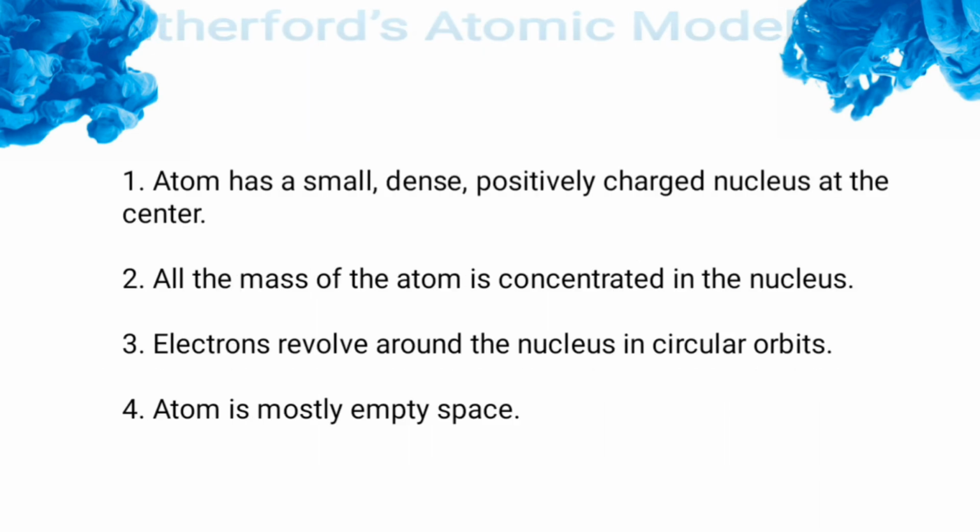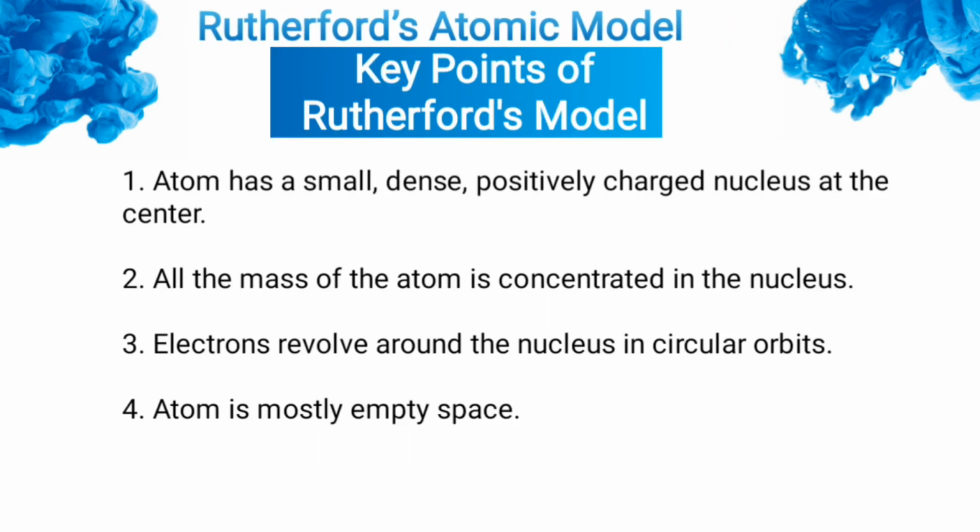Now, my dear student, the key points of Rutherford's atomic model. The first one, the atom has a small, dense, positively charged nucleus at the center. The second one, all the mass of the atom is concentrated in the nucleus. The third one, electrons revolve around the nucleus in circular orbits. And the fourth one, the atom is mostly empty space.